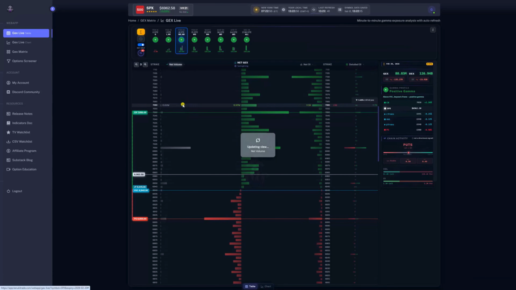Now let's move on to net volume. The net volume shifts focus from the positioning to activity. It shows whether recent trading flow is call dominated or put dominated. Unlike open interest, volume reflects what is happening now. The volume represents the flow and open interest represents the positioning.